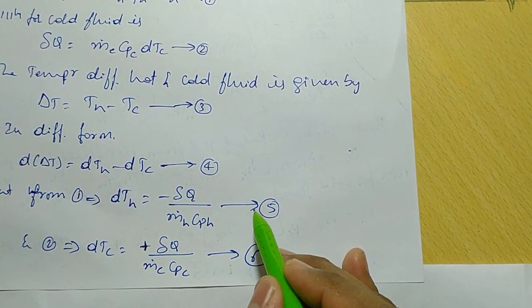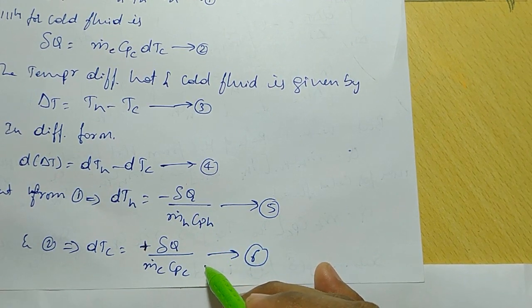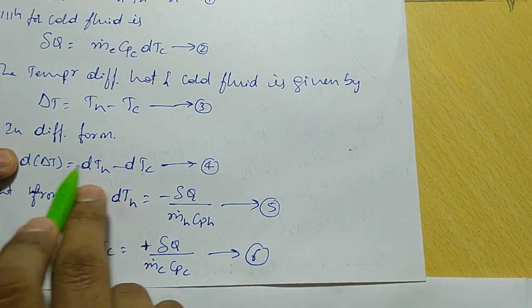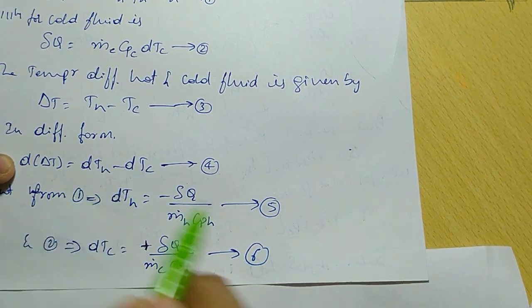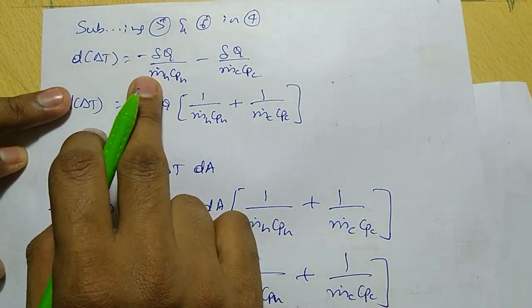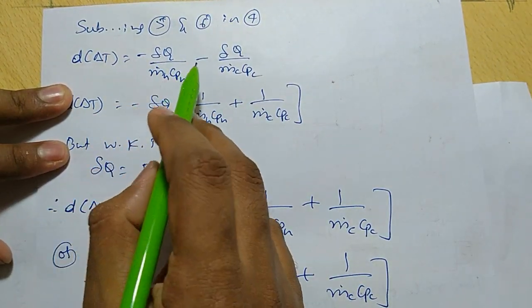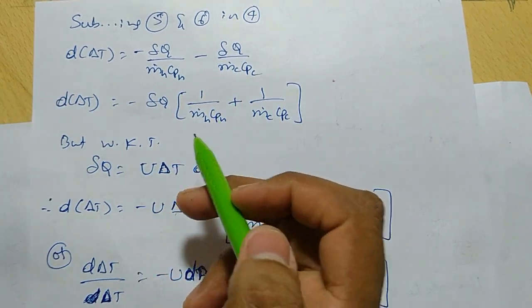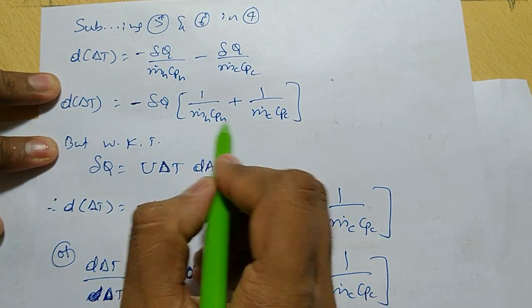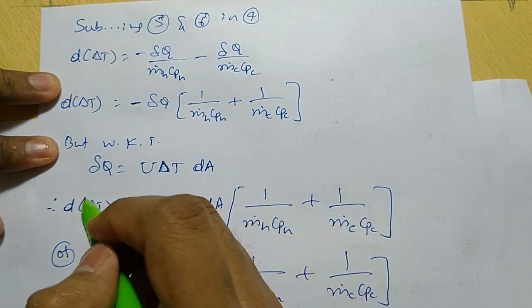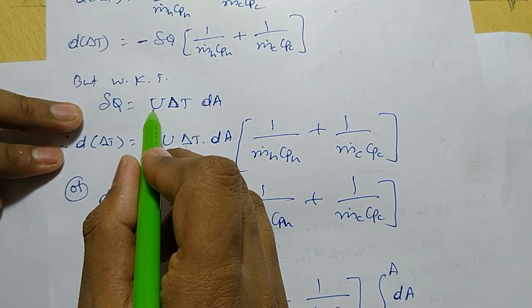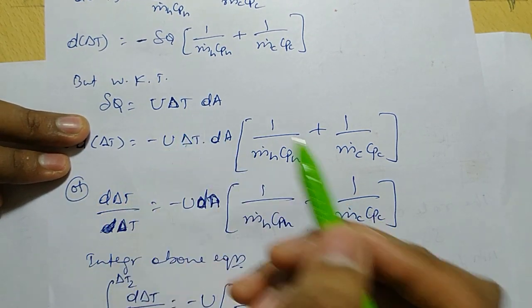Now what you have to do? Substitute equations 5 and 6 in equation 4. d of delta t is equal to minus del q over m dot h cph minus del q over m dot c cpc. Take minus del q as the common factor, so you obtain this equation. But we know that del q is equal to the overall heat transfer coefficient U into delta t dA.